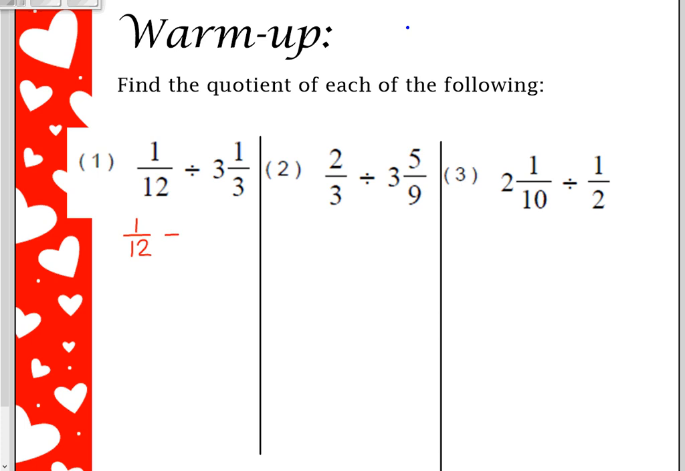And we're going to divide that by, well, we need to change this to an improper fraction. How do we do that? The denominator times the whole, because that means I have a total of 9 thirds to equal 3, plus one more third would give me a total of 10 thirds.